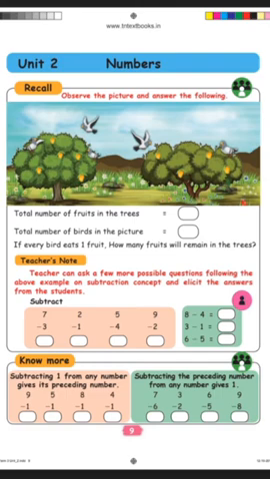See, they have given 7 minus 6. From 7 if you minus 6, what will be the answer? 1. 3 minus 2, 1. 6 minus 5, 1. 9 minus 8, 1. The only answer is 1. You can know easily.